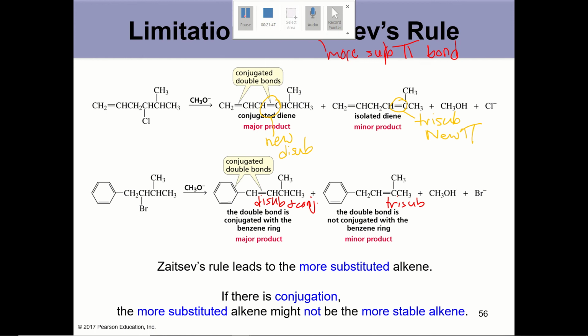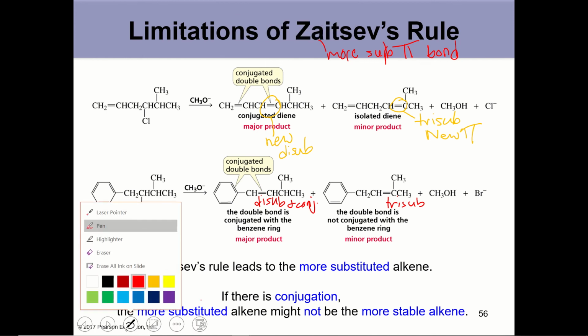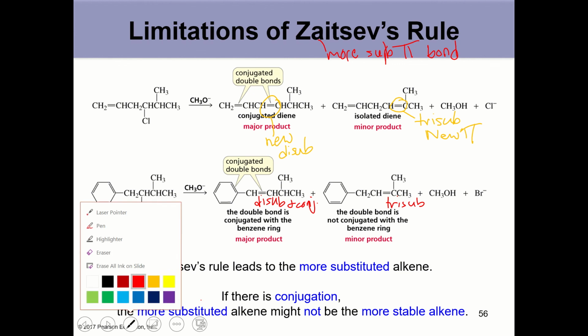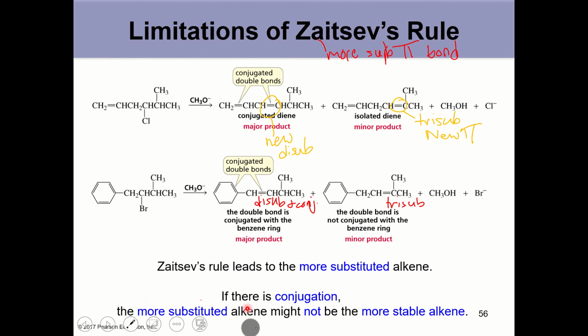So then in this case, if there is conjugation, the more substituted alkene is not the more stable alkene.